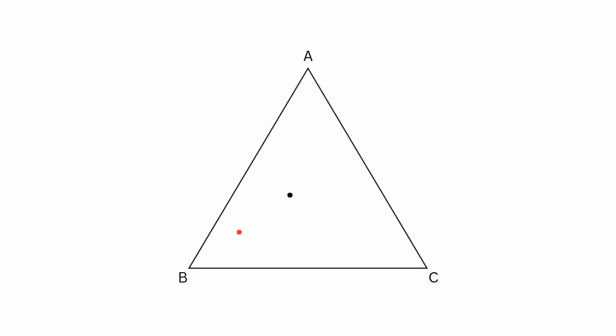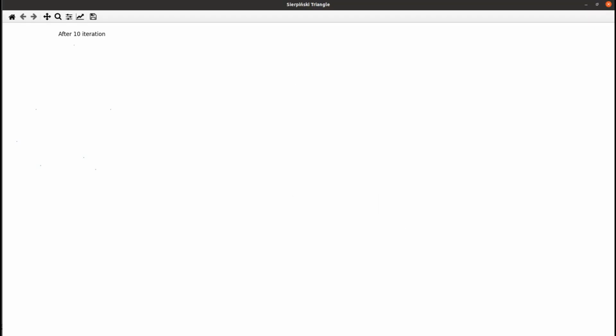Now, let's repeat this process for a certain number of steps. Each step involves randomly selecting one of the vertices and drawing a point halfway between the previous point and the selected vertex. As we continue this iterative process, something amazing happens.